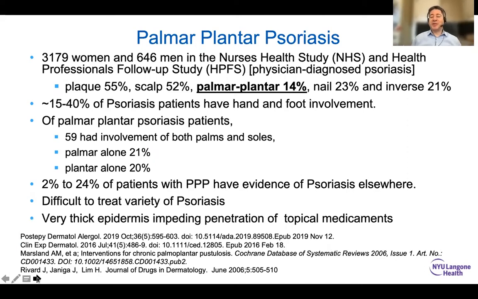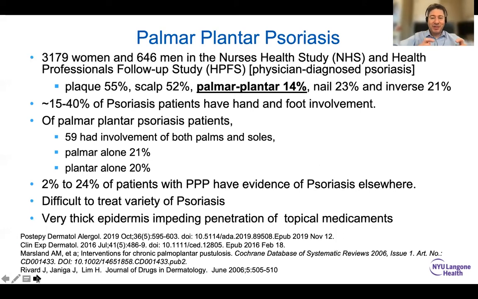Let's look just at palmoplantar psoriasis to start. And these aren't data to memorize, just to give some context. So in this Nurses' Health Study with over 3,000 men and women involved, plaque psoriasis was the predominant form. That should surprise nobody, but the scalp was involved about half the time, and the palms and the soles were involved 14% of the time. So overall, when we look at studies, about 10 to 40% of patients with psoriasis will describe some form of hand or foot involvement.